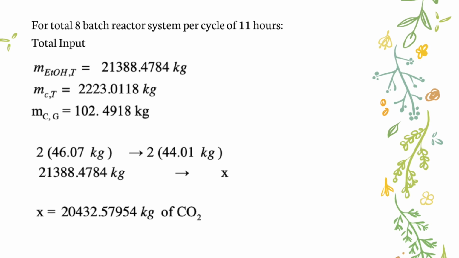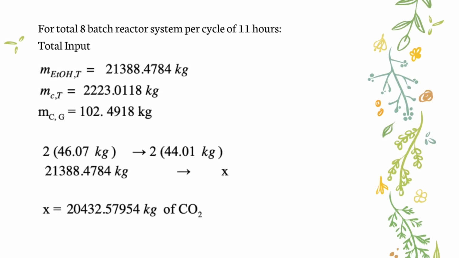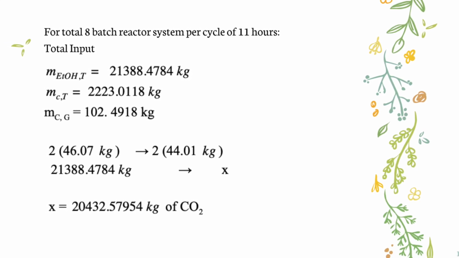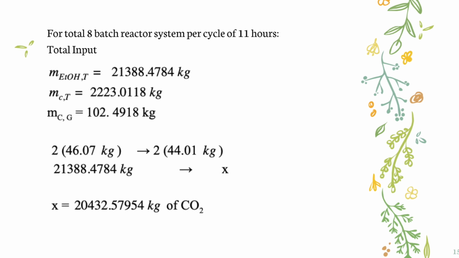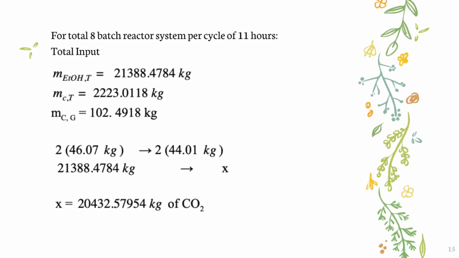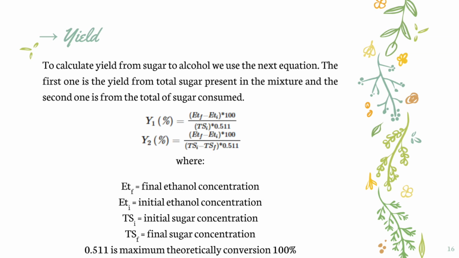The results obtained will be multiplied by 8, but in addition we calculate the mass produced of CO2 by using the mass stoichiometry relation between ethanol and CO2. And as a result, we obtain that the mass produced of CO2 is 20,432.57954 kilograms.